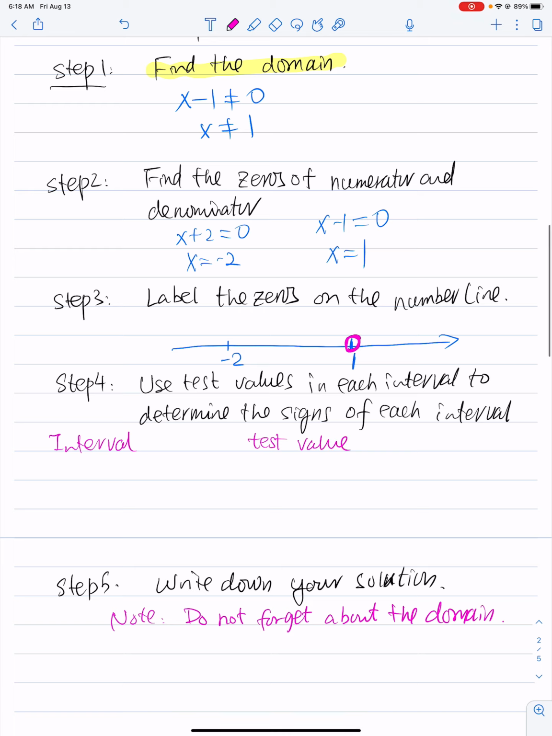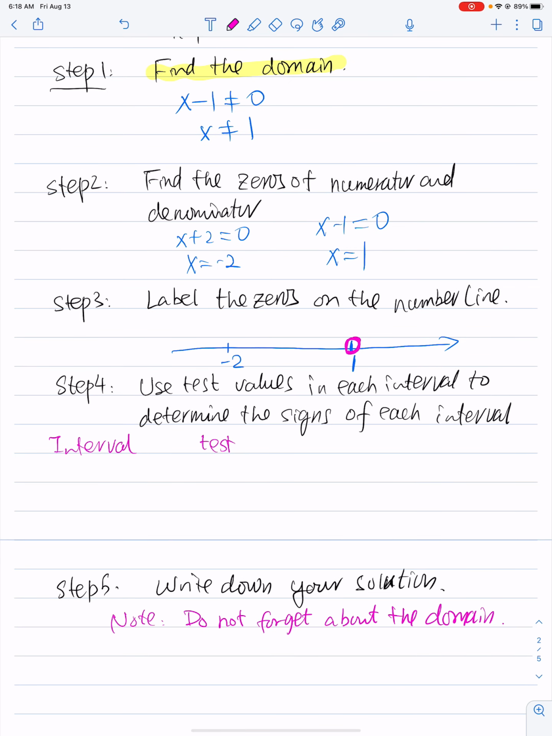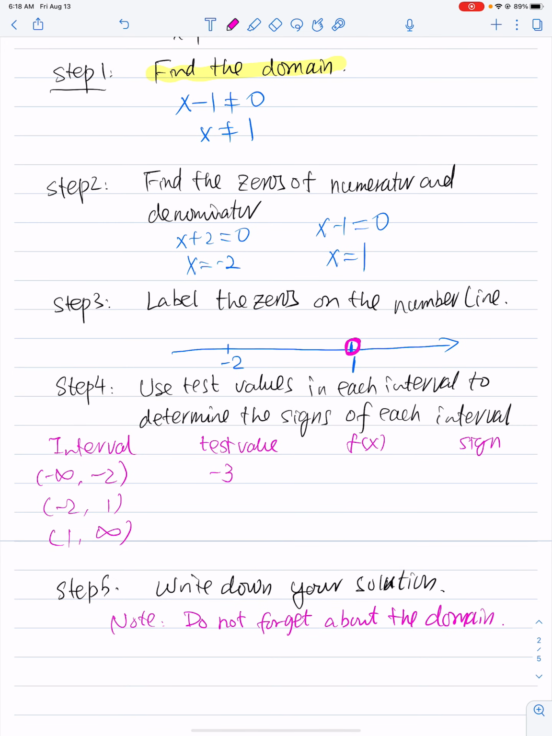You find, choose what? Test value. You find f(x), and then you find the sign, yeah? So what are the intervals? Negative infinity to negative 2, negative 2 to 1, 1 to infinity again. So test values negative 3, 0, 2.